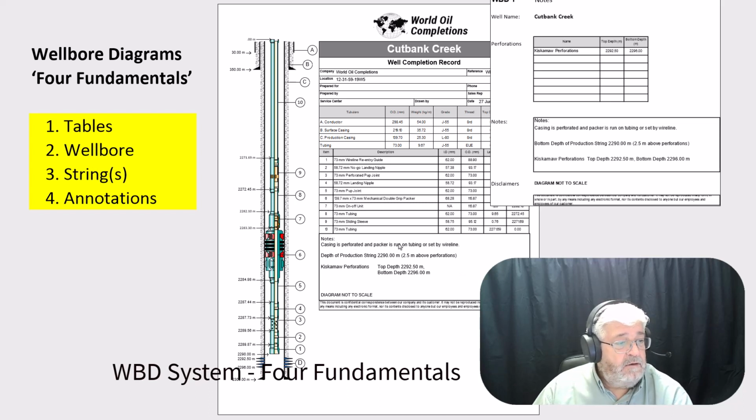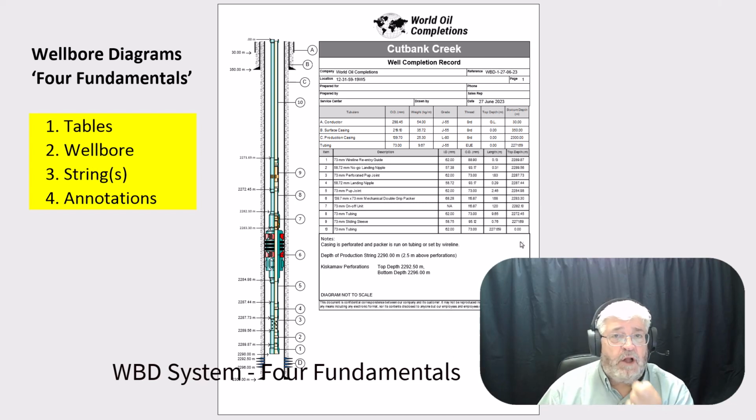We have added some notes, some details about how things were done completing the well. We've added the depth of the production string because it wasn't listed on the tables. We've added the perfs into the table, plus we put the perfs on here and labeled them as such. We have other, diagram not to scale or disclaimer for, if you want to add that to your document.